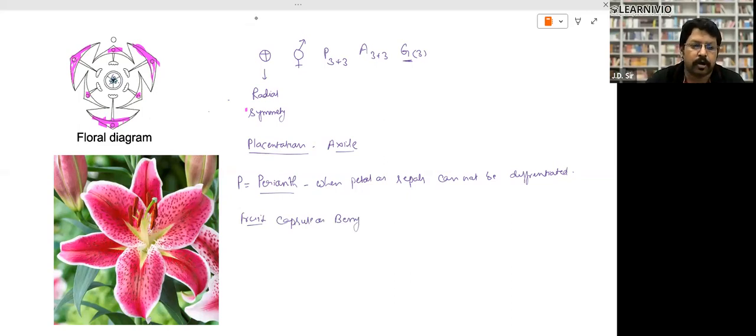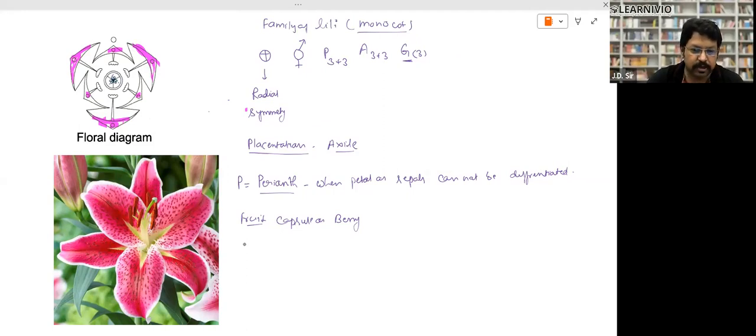This is also called the family of lily. And one more important thing which I want to tell you, this is a monocot family. The rest two are dicot families. This is a monocot family, right? All the monocot plants come under this family.